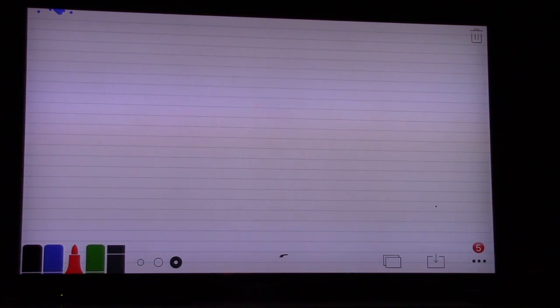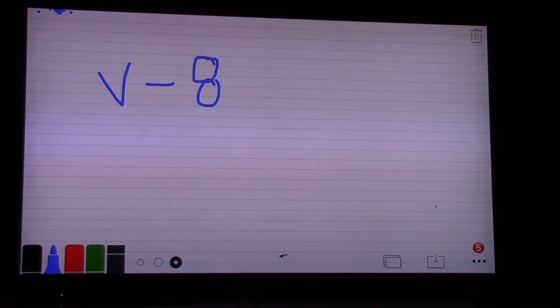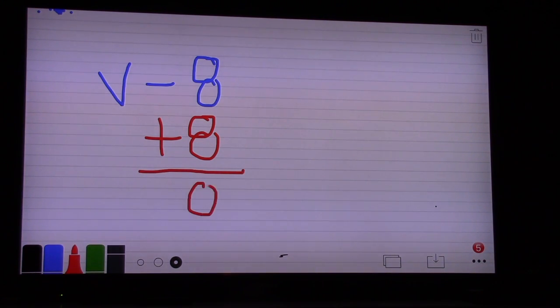What other things can happen to v? We can have something taken away from it. v minus 8. And if there's something that's being taken away from v, my goal is again to make it so nothing is taken away from v. So if I had v minus 8 and I wish to know exactly what the value of v was, I could simply add 8 to the 8. And if I had minus 8 and I added 8, it again would equal 0.